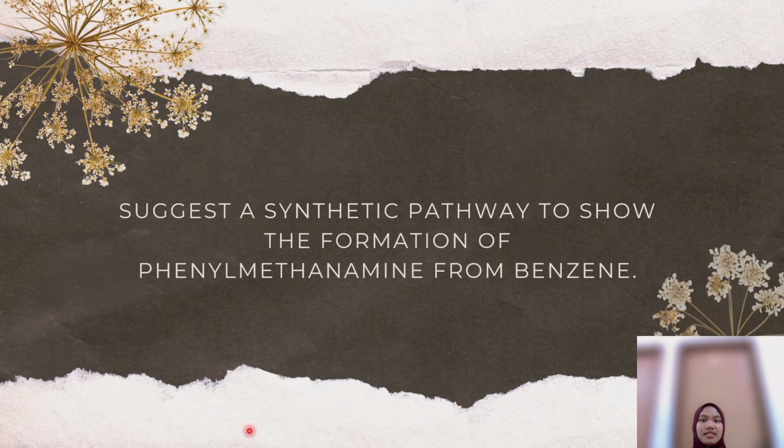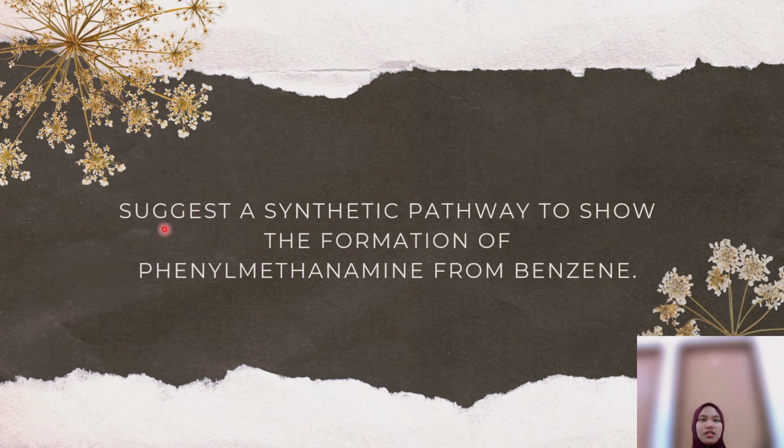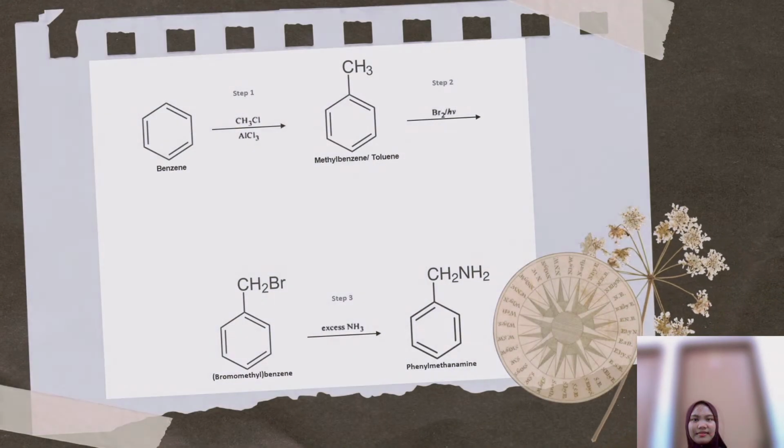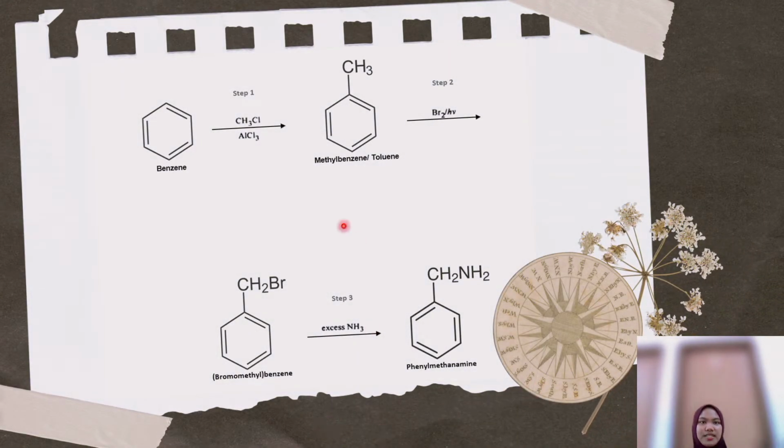This is the last question in class 1, which asks to suggest a synthetic pathway to show the formation of phenylethanamine from benzene. So this is the synthetic pathway. In step 1, we use Friedel-Crafts alkylation reaction, where alkylbenzene is prepared.